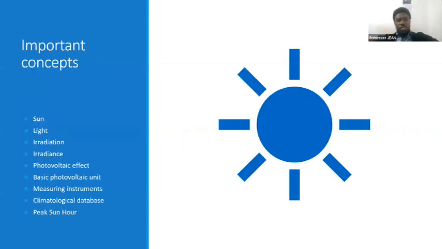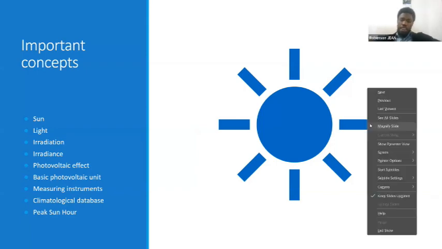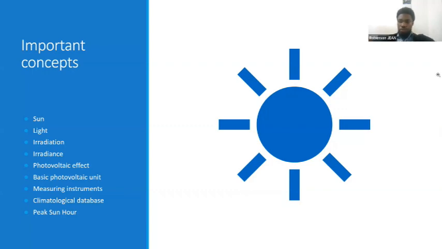So we're going to see some important concepts before going further on the photovoltaic technologies. So we have to know what is the sun, because the light we are using comes from the sun. So let us see.